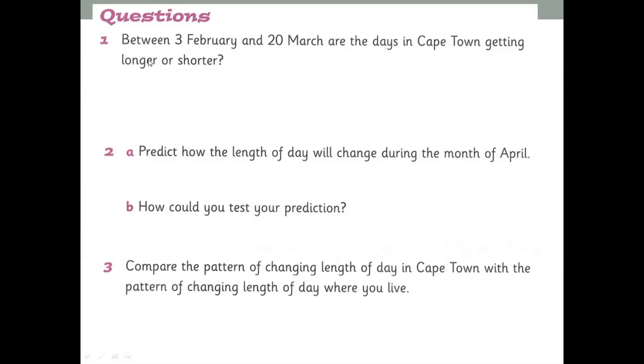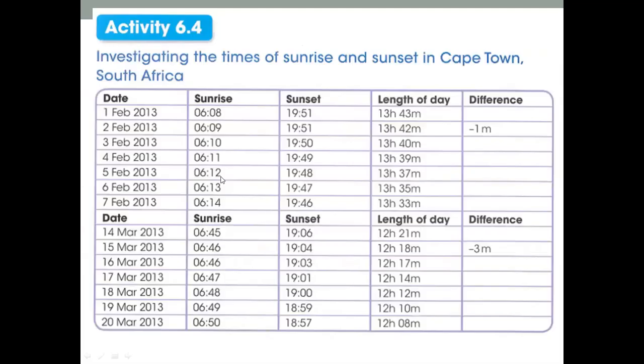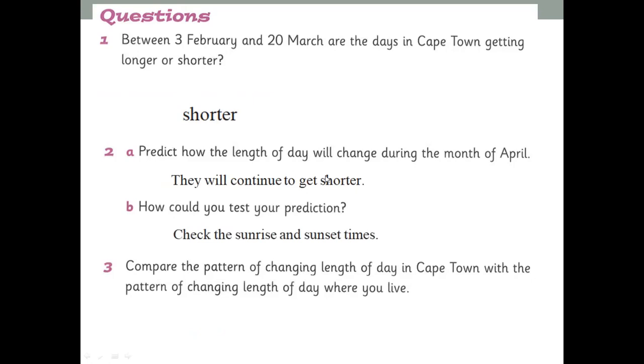Let's start to answer. Between 3 February and 20 March, are the days in Cape Town getting longer or shorter? Obviously, you can write shorter. It's getting shorter. How will the length of day change during the month of April? This will continue to get shorter. You can see here it gets shorter and shorter. How could you get your prediction? Check the sunrise and sunset times, not one time but more than one time, at least 7, so you can easily find the answer.